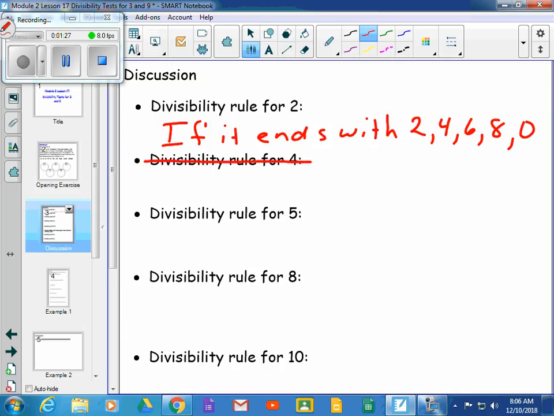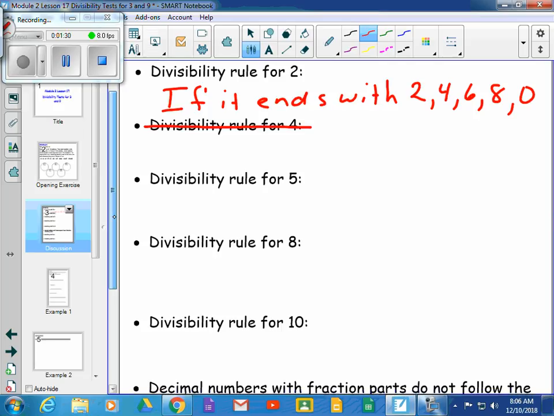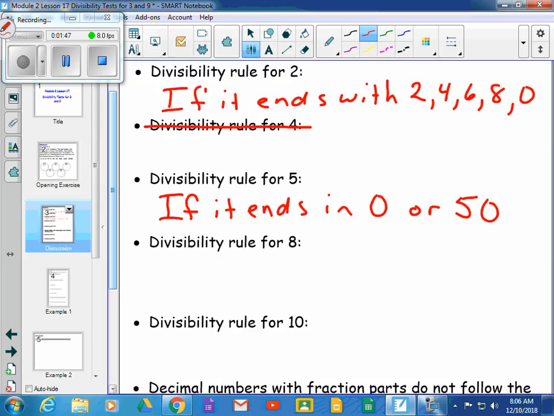We're going to skip the divisibility rule for 4. I find that it's not an easy rule to remember, plus it's not as helpful as the other rules. So we're going to go on to the divisibility rule for 5. A number can be divided by 5 if it ends in a 0 or a 5. So for example, the number 50 ends with a 0. 50 can be divided by 5. 100 ends in a 0. It can be divided by 5. 215 ends in a 5. It can be divided by 5.